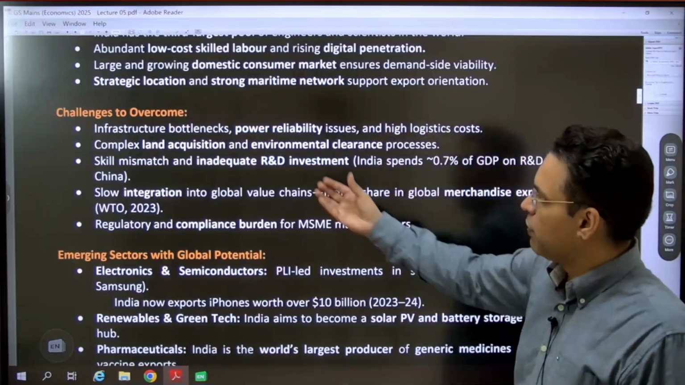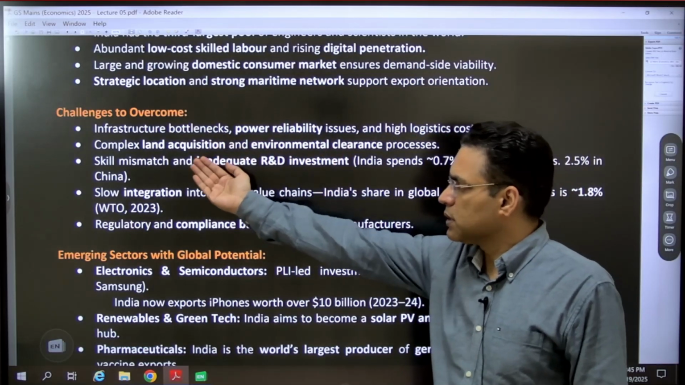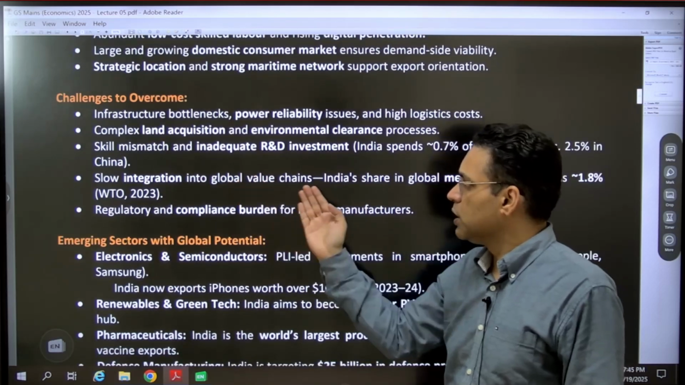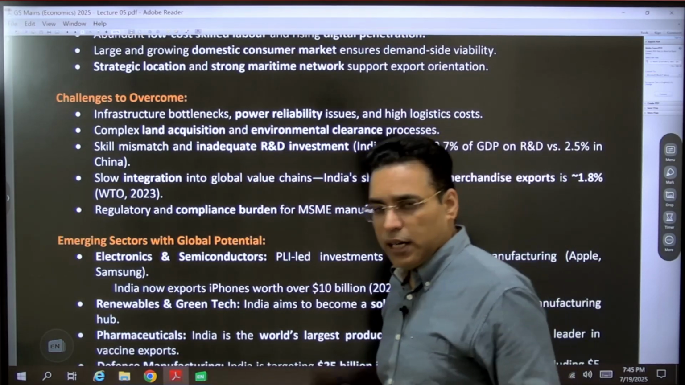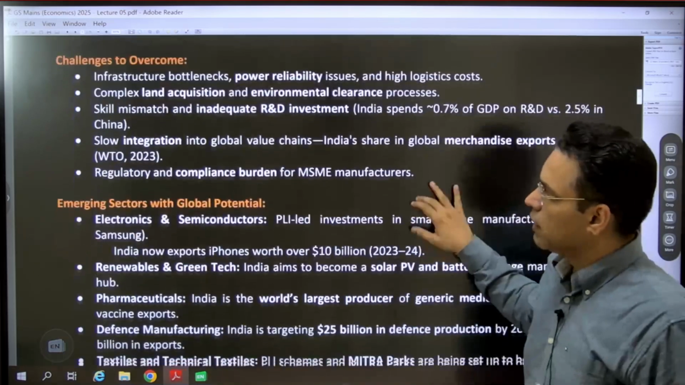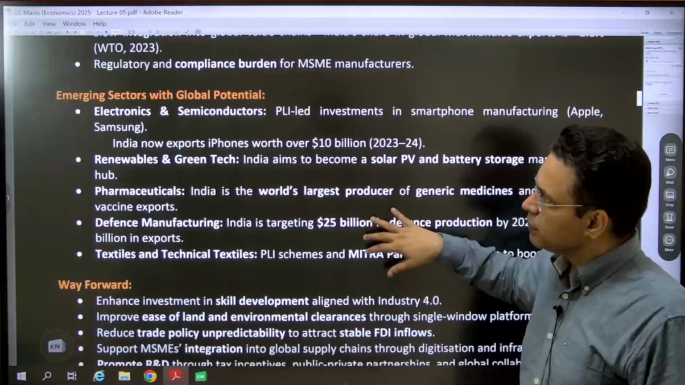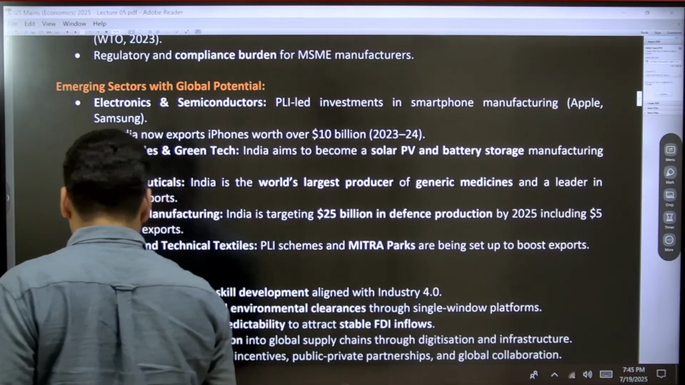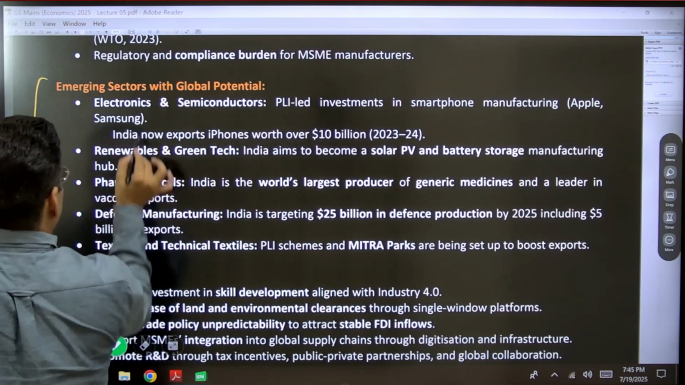And issues are same. Infrastructure bottleneck, power reliability, complex land acquisition, environmental issues हैं, skill mismatch है, slow integration in the global value chain. Now this you can add. इंडिया का जो डेवलपमेंट है ग्लोबल वैल्यू चेन में काफी वीक है. Regulatory compliance issues are there. Now this you can add in your answers. Now ये very interestingly these are extra points which you do not find in other parts.